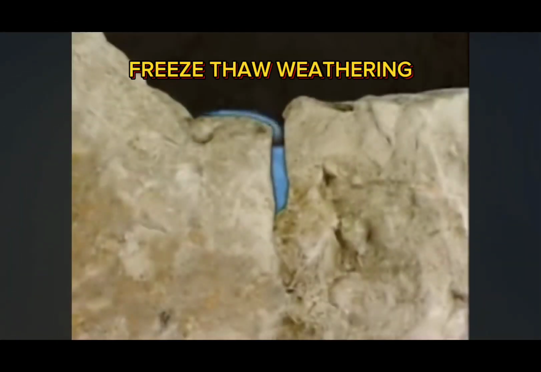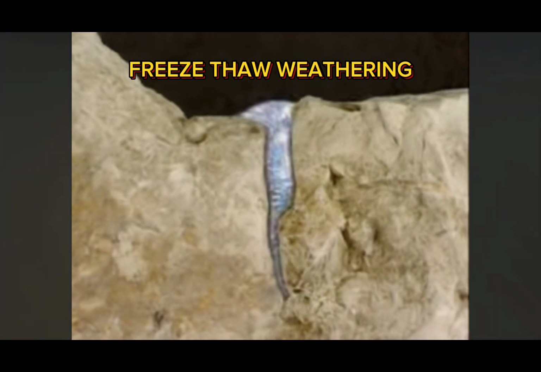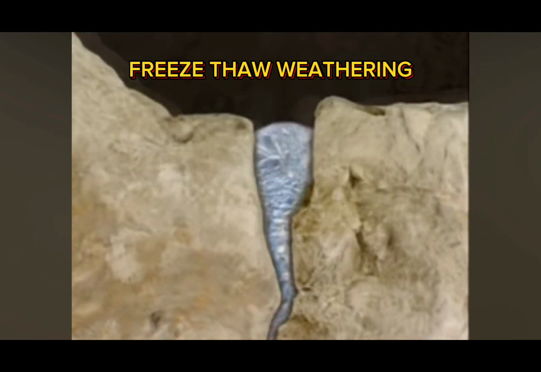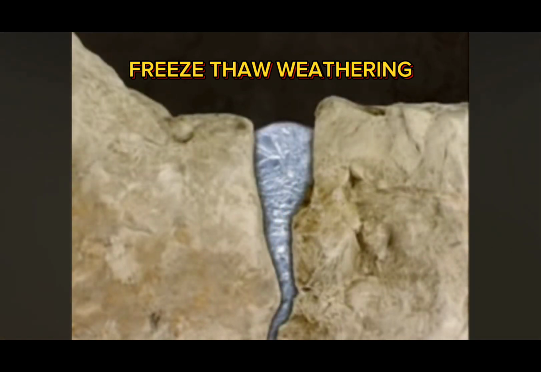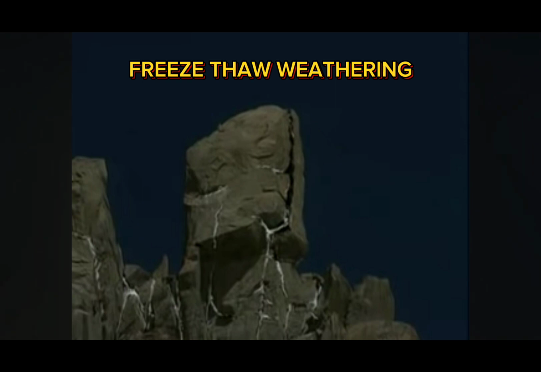So now let's move on to the types of mechanical weathering. First, we have the frost weathering, second is the thermal expansion, and the last is abrasion weathering. In freeze-thaw weathering or frost wedging, it occurs when water seeps into cracks of the rock, like in this video, and freezes. As it freezes, it expands, gradually breaking the rock apart into pieces.